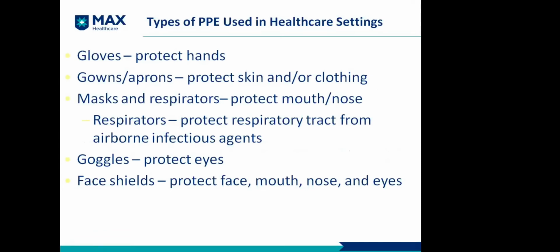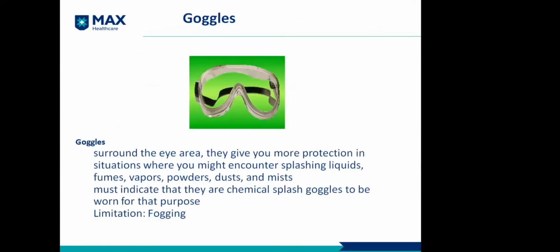Masks and respirators protect the mouth and nose. Respirators protect the respiratory tract from airborne infectious agents, especially. We must have seen in this COVID period a lot of people wearing respirators. Then goggles protect the eyes, and a face shield protects the face, mouth, nose, and eyes.